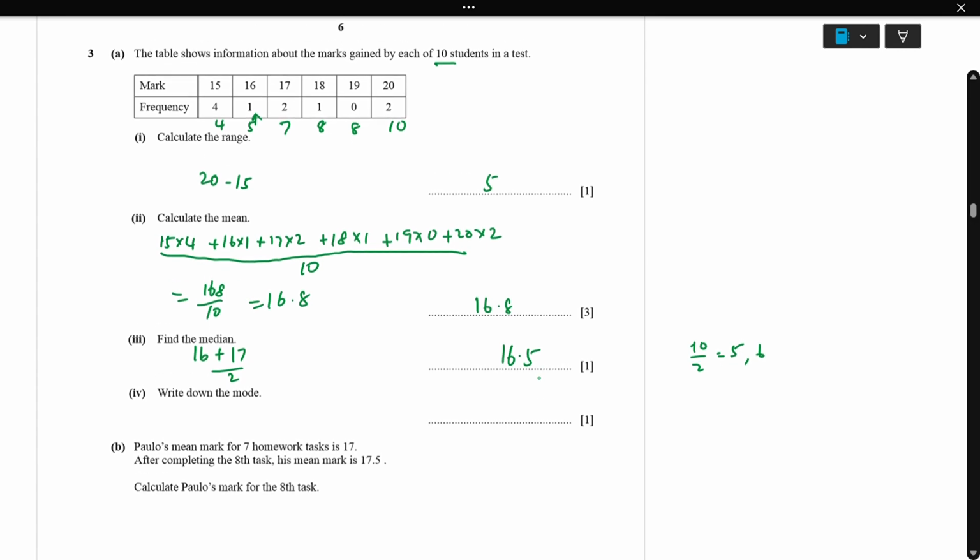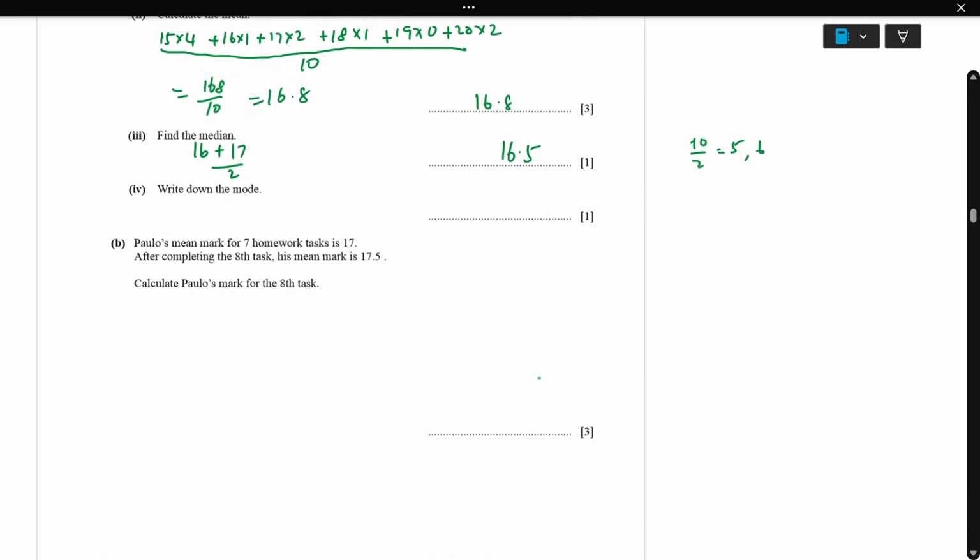Next, write down the mode. It is the most repeated number, which is 15. So 15 is the mode.